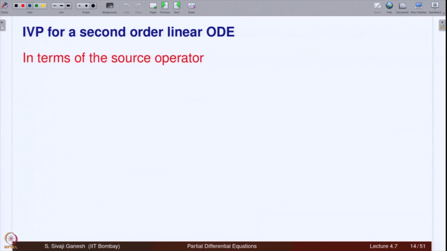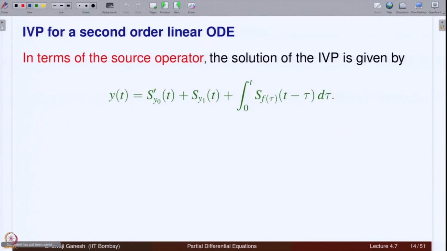In terms of the source operator, the solution of the IVP is given by y(t) = S_y0'(t) + S_y1(t) + ∫₀ᵗ S_f(τ)(t − τ) dτ. What is S_f(τ)? It is a solution operator. What does it do? It maps f(τ), taken as the initial velocity, to S_f(τ)(t), which will be the solution of the given ODE.